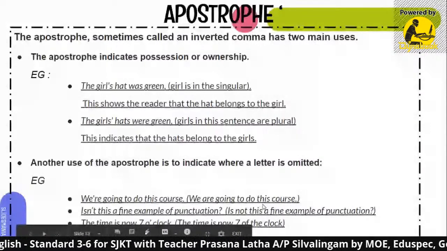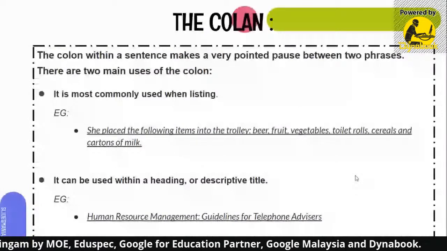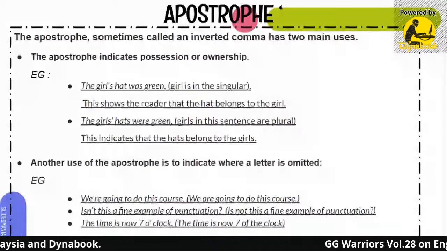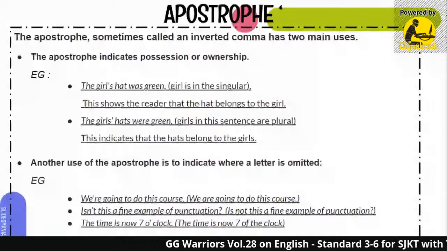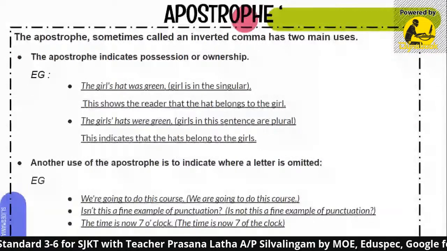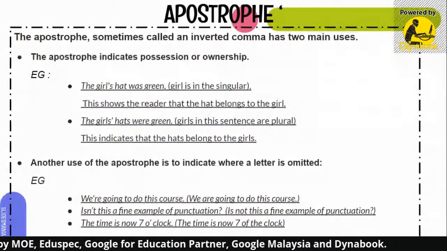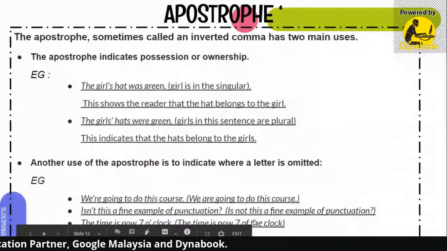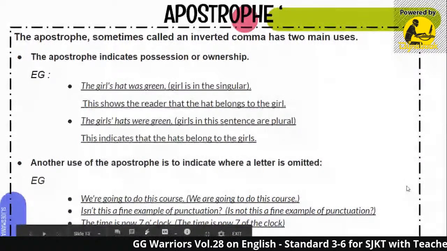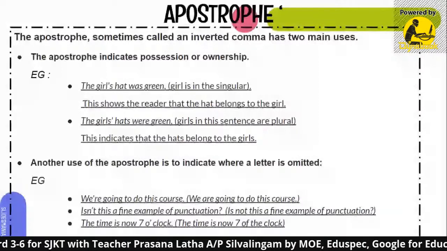The last example I've prepared here is, "The time is 7 of the clock." But when we write it, we actually omit the words "f" and "the." So we would write it, "The time is 7 o'clock." Okay? So the "f the" is omitted and replaced with an apostrophe. I hope you're clear about the apostrophe. The apostrophe is used to indicate ownership or when a letter is omitted.